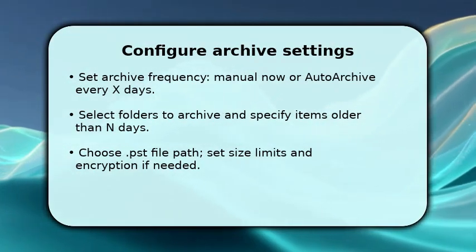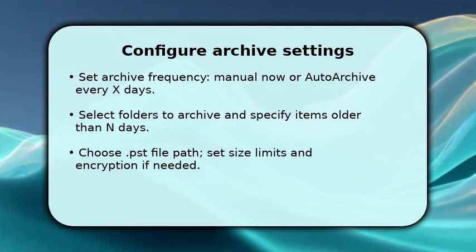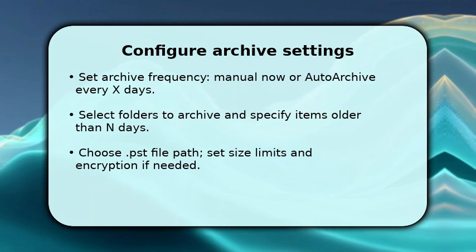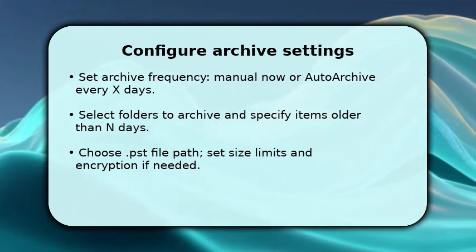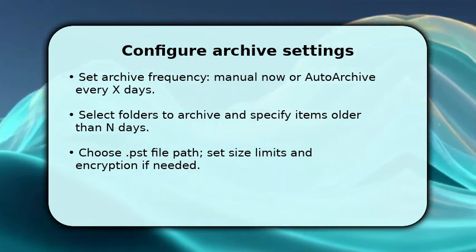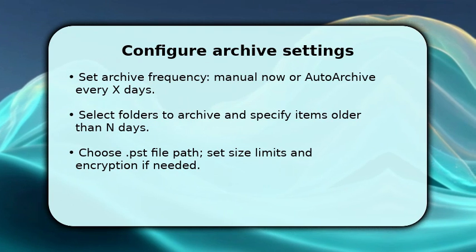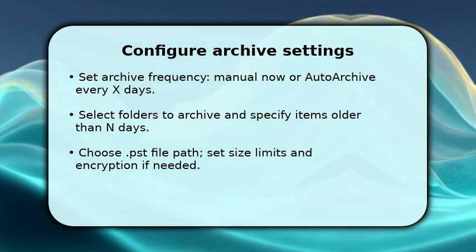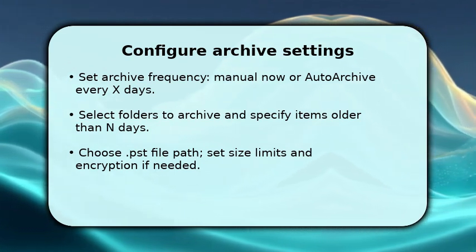Select Auto Archive if you want automation, or pick Manual for one-time migration. Set the frequency to balance storage and access. Then choose which folders to archive and set the age threshold so only old items move. Point Outlook to the PSD destination you prepared and set a size limit or enable encryption if required.